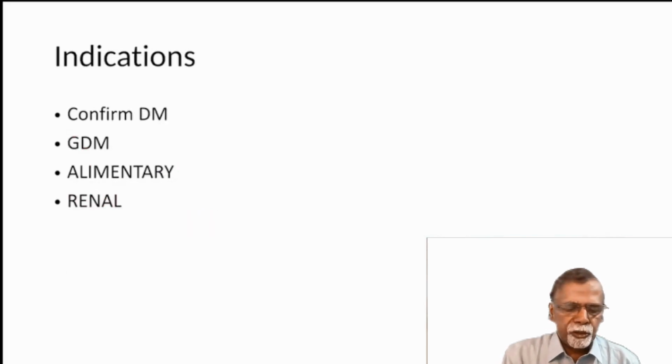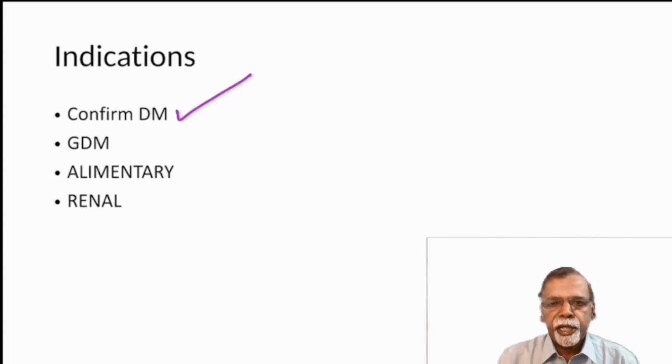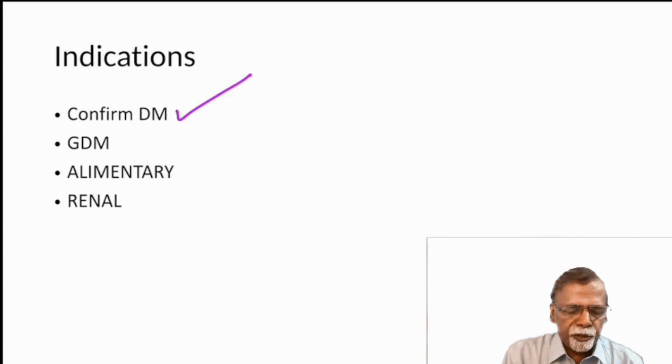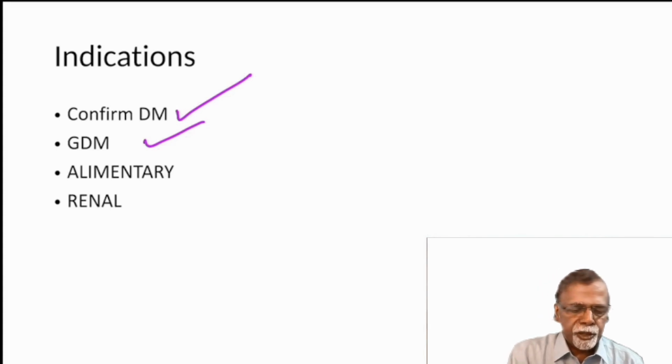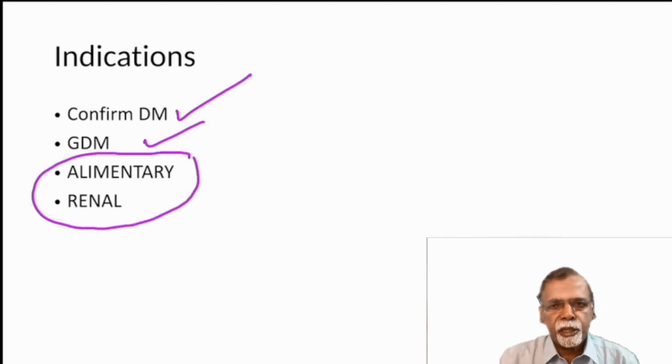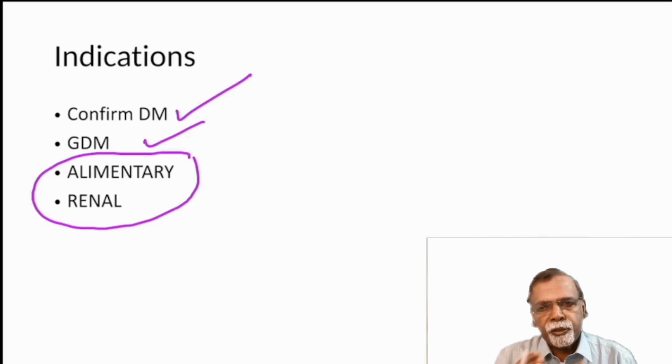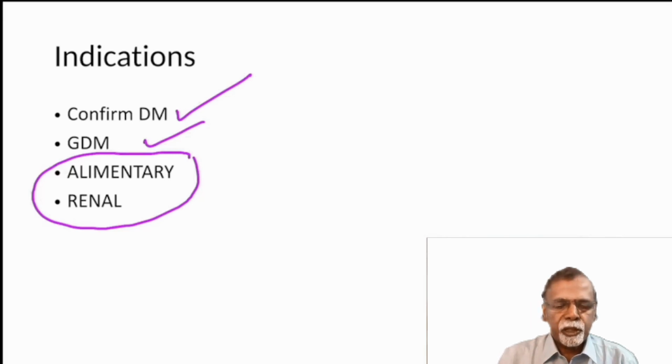As mentioned, this is used to confirm diabetes mellitus. One of the diagnostic criteria is the 2-hour blood sugar after taking the glucose. This is used again for diagnosis of gestational diabetes mellitus. As mentioned, different types of glycosuria, that is alimentary glycosuria and renal glycosuria, where urine shows sugar, to know whether it is due to diabetes or due to some other reason, we'll come to that.